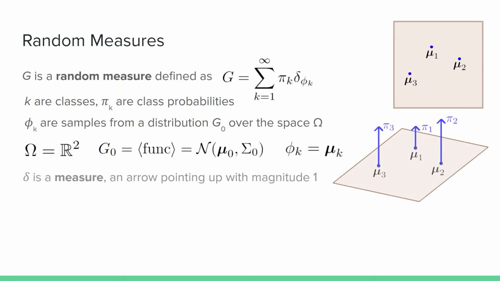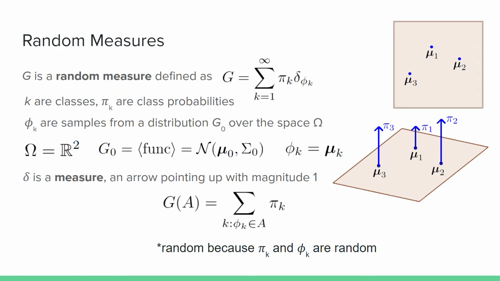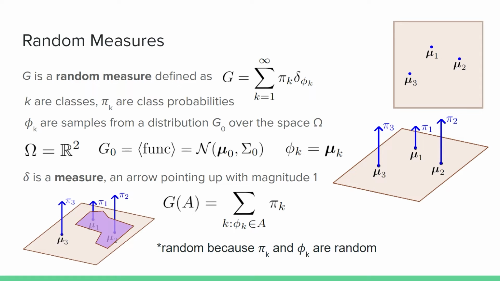All that's left is a Dirac delta, which is an impulse arrow pointing up from phi k with magnitude pi k. Then G isn't really a sum in the traditional sense, but a collection of all these blue measures across the space omega. G is random because pi and phi are both drawn from distributions, and G being a measure means summing it over a subspace A just means adding up the pi measures within that space. So for that purple area A, G of A would be pi 1 plus pi 2.